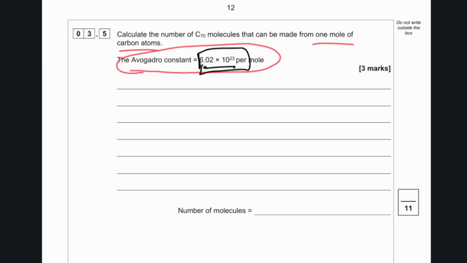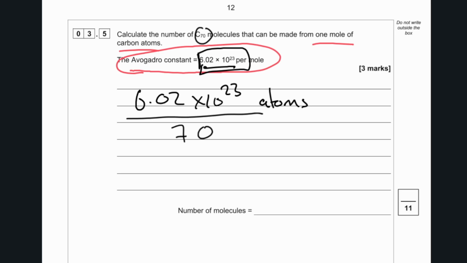6.02 times 10 to the 23, okay? So if you've got 1 mole of carbon atoms, that means we've got 6.02 times 10 to the 23 carbon atoms. That's all we're saying. The reason why we don't say this number is that it's a little bit long, so we just call it a mole instead. But we know we've got this many carbon atoms, and we want to make the carbon 70 molecules. Well, how many carbon 70 molecules can we make? Well, for each carbon 70 molecule, we need 70 carbon atoms. So all we do is we take this and divide it by 70, and that will tell us how many carbon 70 molecules we can make, because we need 70 for each molecule.